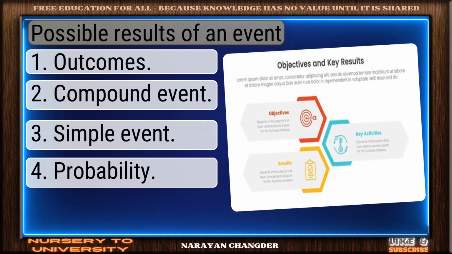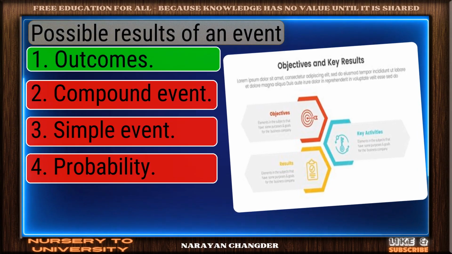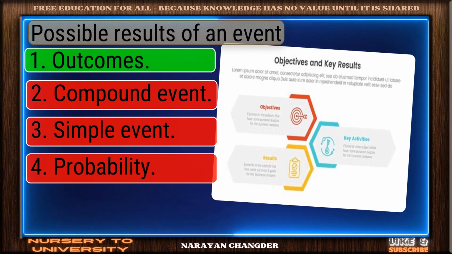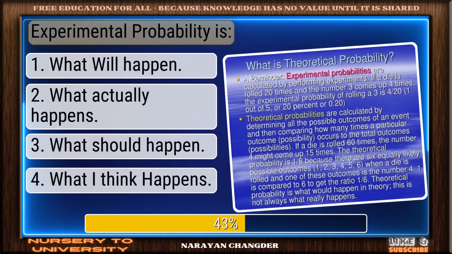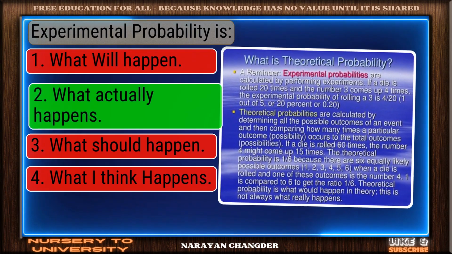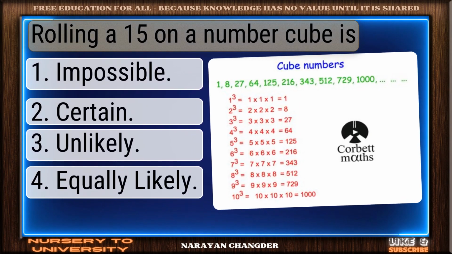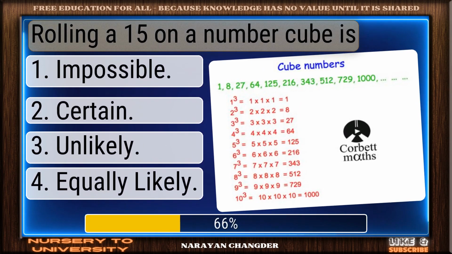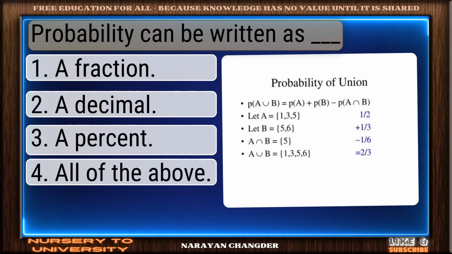Possible results of an event. Solid response. Outcomes is valid. Experimental probability is. Right choice. What actually happens is best. Rolling a 15 on a number cube is. Good thinking. Impossible is right.